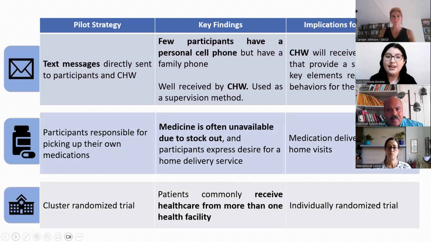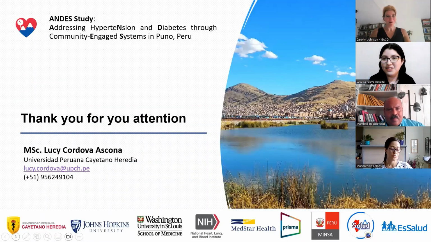And finally, instead of doing a cluster randomized trial, because we found out that most of the time participants, when they have trouble seeking appointments, want to go to another health facility, so they access more than one health facility. Because of this, we decided to switch from a cluster randomized trial to an individual randomized trial. So this is something that we found out. I'm sorry for taking 2 more minutes, and thanks for your attention.